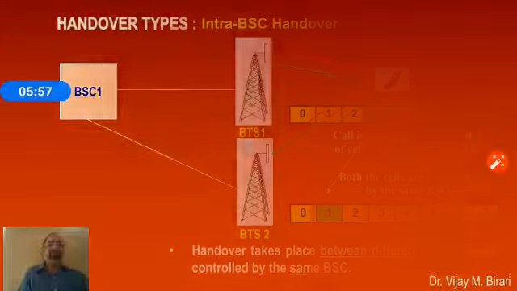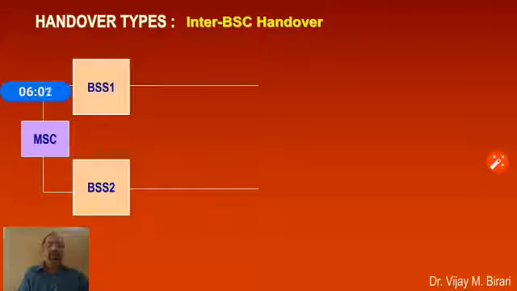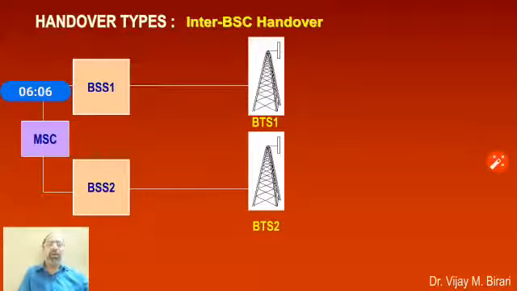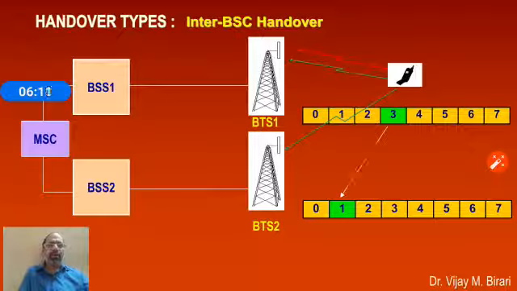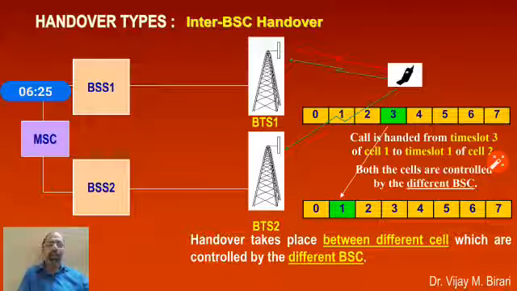Third is inter-BSC handover. It consists of 2 BSCs but controlled by a single MSC, 2 different BTS, and the call from time slot 3 of cell 1 is handed over to time slot 1 of cell 2. Both the cells are controlled by different BSCs. Handover takes place between different cells which are controlled by different BSCs.